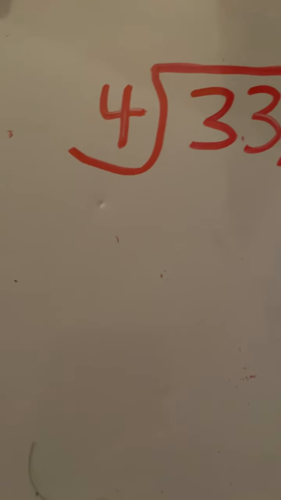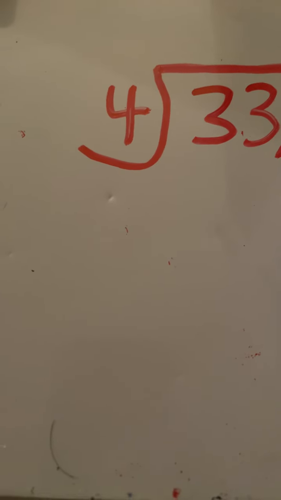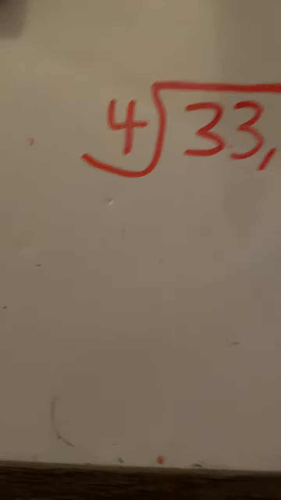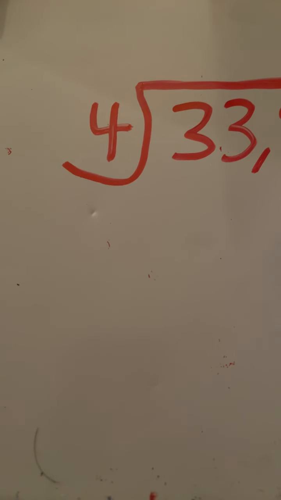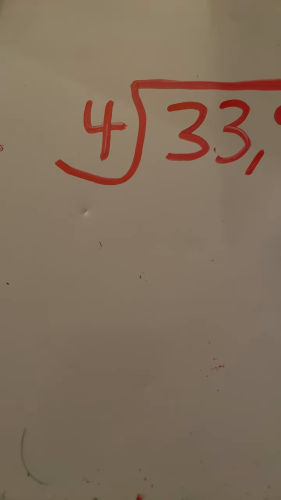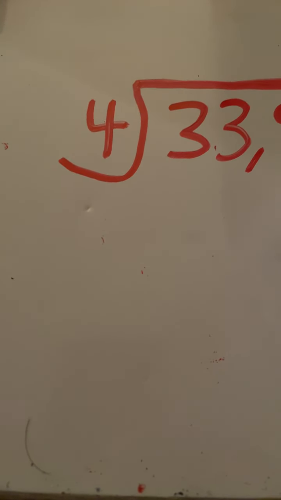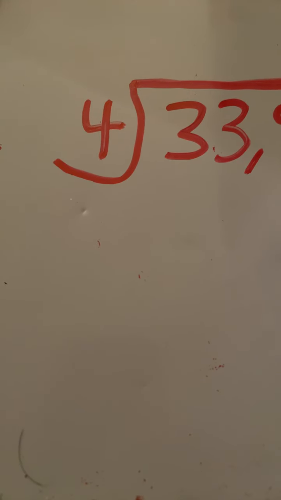3 is too small. The number inside the square has to be equal to or bigger than the number outside the square. So 3 would be too small. 33 works. So we're going to start off doing 33 divided by 4. When I say divided by, I mean we're going to figure out how many groups of 4 we can fit into the number 33.